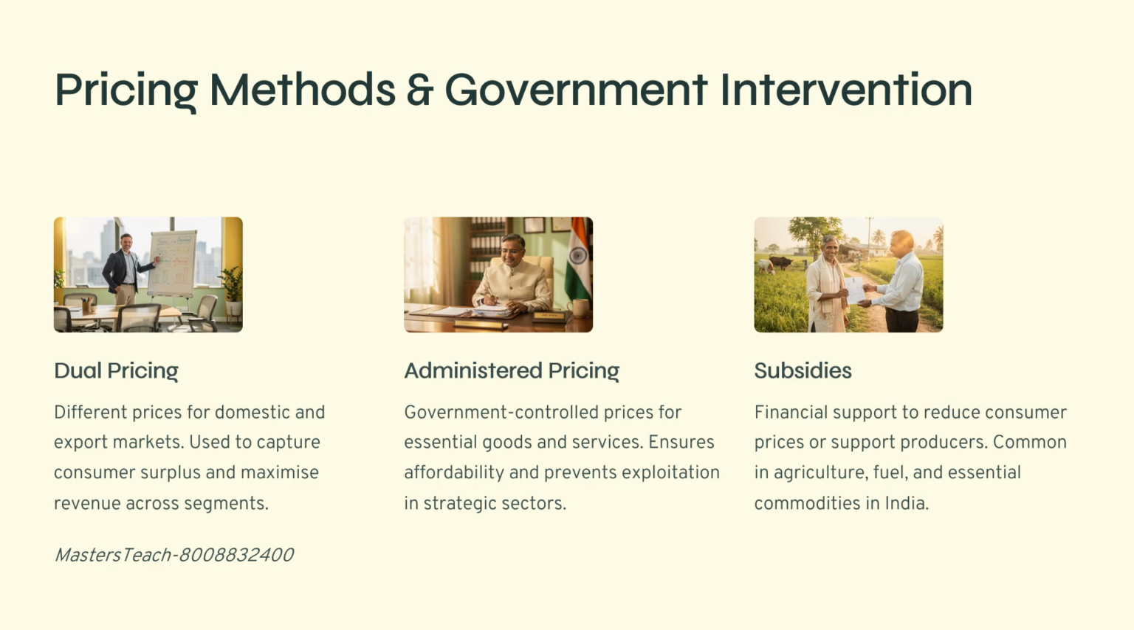So when they ask what the pricing methods are, it is the government intervention. One is dual pricing, so different pricing for the domestic and export markets. It is used to capture consumer surplus and maximum revenue across segments. There are two prices: one is the domestic price and the other is the export price. Then administrative pricing, where the price is controlled by the government in the form of taxes and all the stuff. Subsidized: in order to reduce consumer prices, the government gives subsidies, common in agriculture, fuel, and essential commodities in India. So the pricing methods and government intervention are dual pricing, administrative pricing, and subsidized.